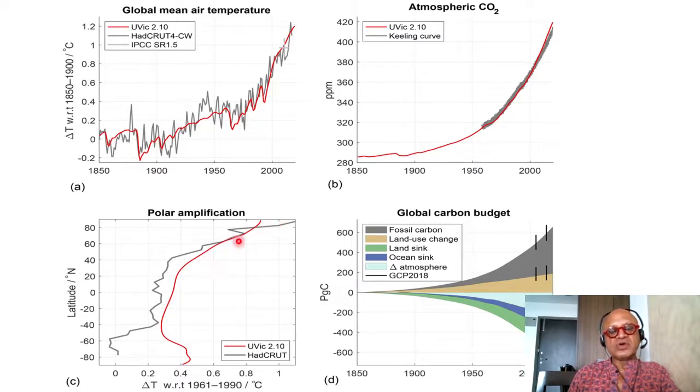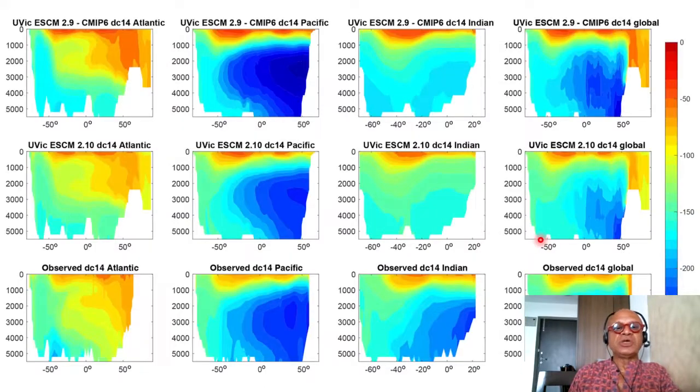In general, it's doing higher warming at high latitudes, and it does the global carbon budget, compared to what we had looked at already in terms of fossil fuel emissions that are prescribed, land use change that is modeled, land sink, ocean sink, what collects in the atmosphere, and so on, and compared to some Global Carbon Project data for 2018, for example, in each component.